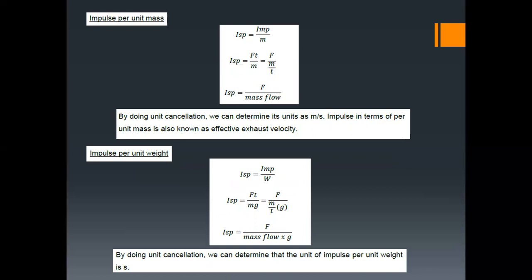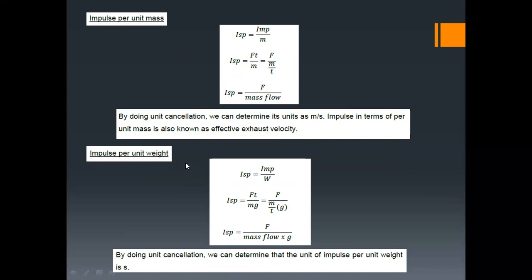So we can equate force times time times mass is equal to force times mass over time, which is our mass flow. So the impulse per unit mass is equal to specific impulse, equal to force over mass flow. So that is our impulse per unit mass.